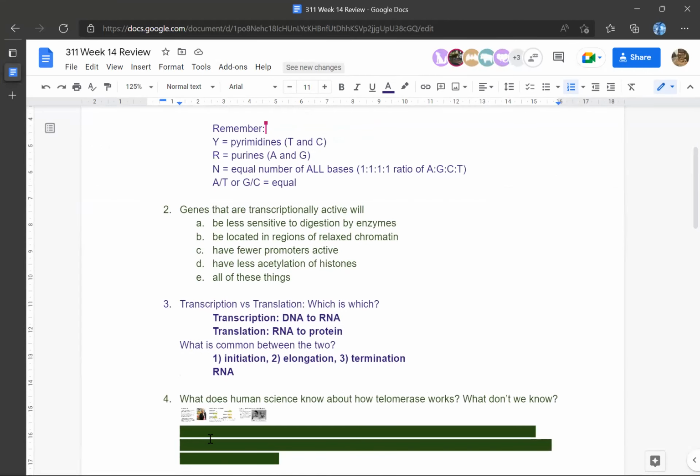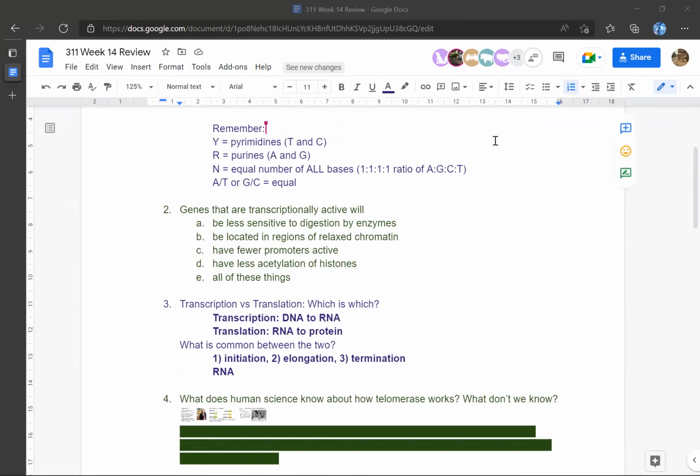Sick. So genes that are transcriptionally active will select the answer. So in order to answer this question, what does Joseph say? B. Okay.